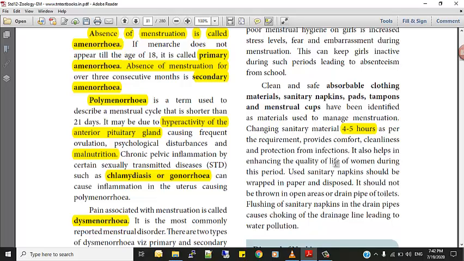Is it clear? It also helps in enhancing the quality of life of women during this period. Used sanitary napkins should be wrapped in a paper and disposed. So these are the things that should be done.